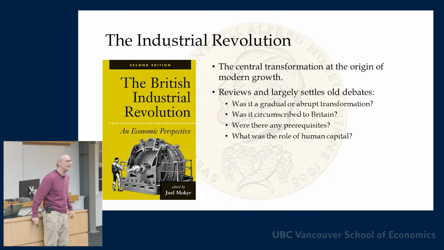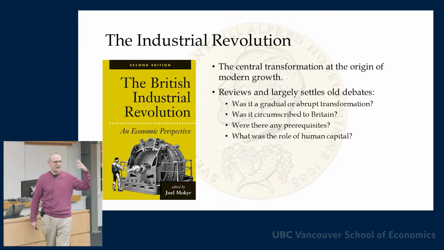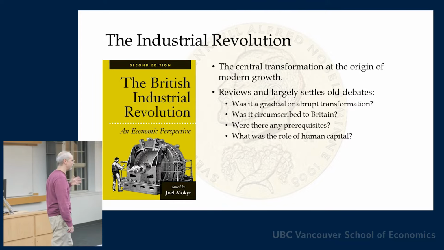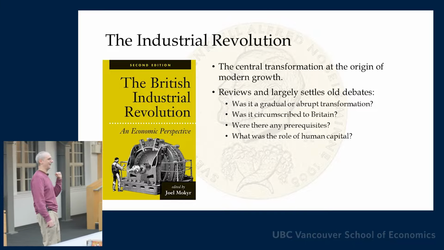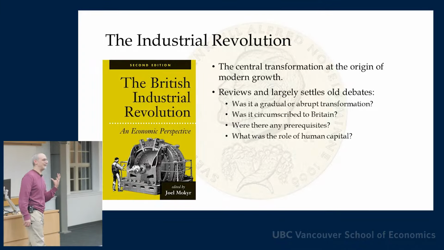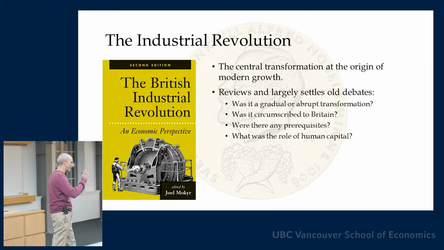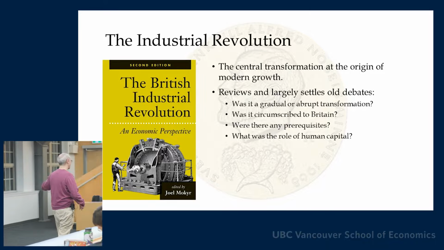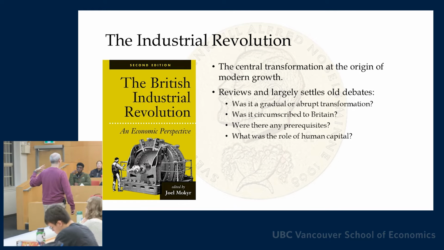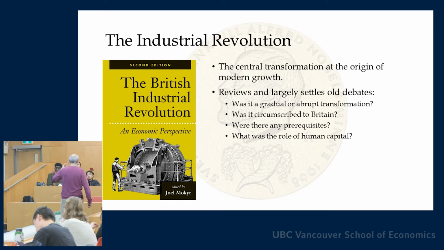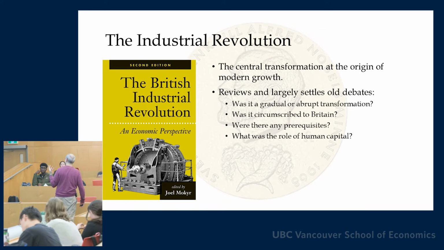Right. Another point is, well, was it circumscribed to Britain? Mokyr has a great line in there. There was an industrial revolution. It was British, right? Britain was different than the rest of the other countries, and he shows it in many, many ways, right? With aggregates, with manufacturing, with the types of products, exports, and so on. And so part of what we're going to talk about in the other 4 slides is, why Britain? You know, why not somewhere else?